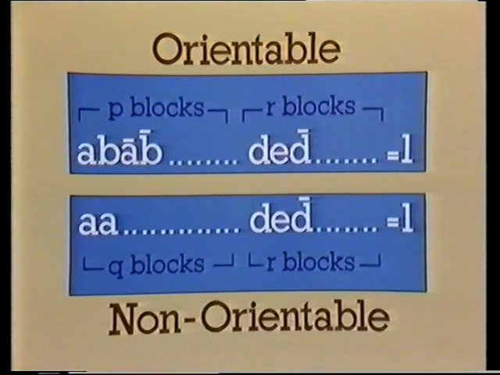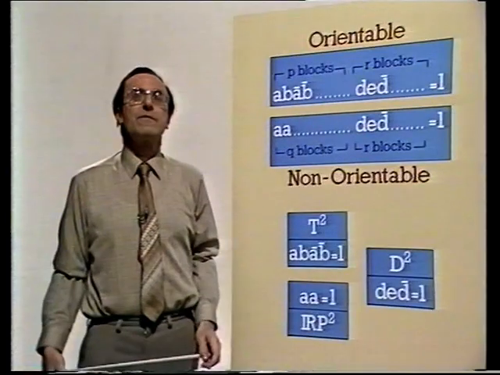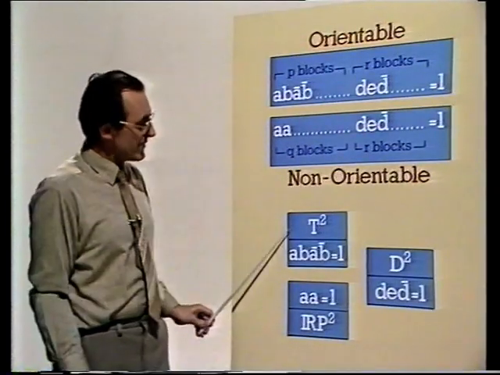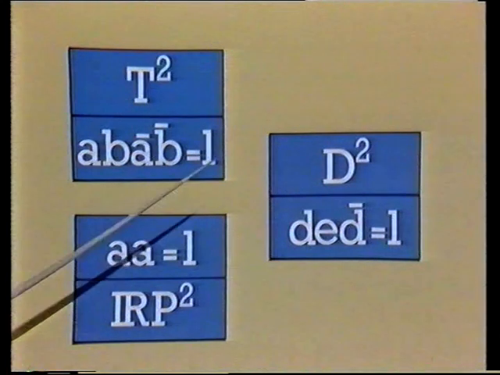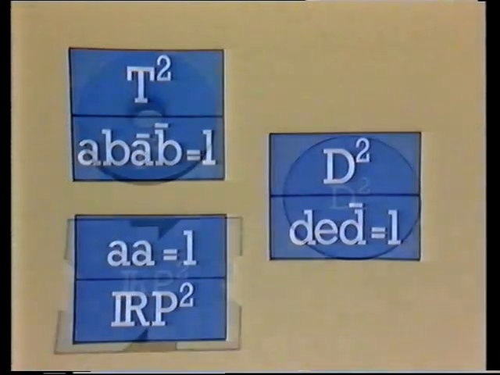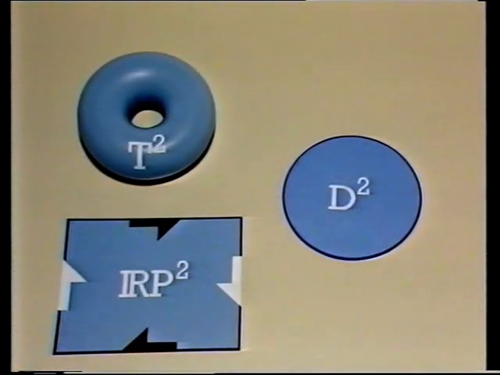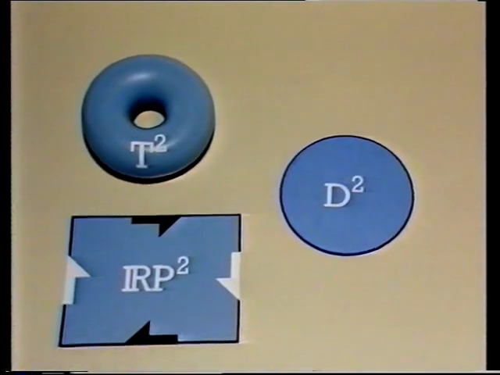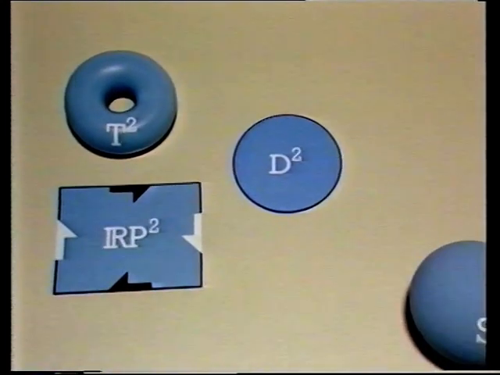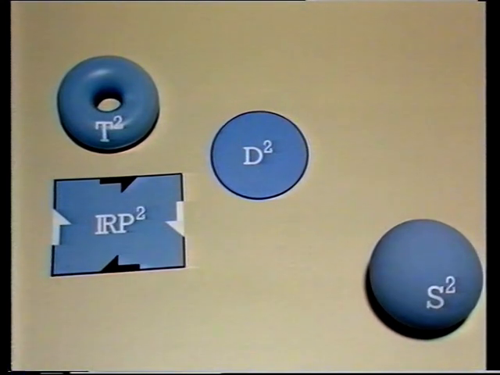Now, what do all these surfaces look like geometrically? Well, you may have recognized that these 3 types of block correspond to 3 familiar surfaces. They form the canonical equations of the torus, the projective plane, and the disk. Well, it turns out that every possible surface can be constructed geometrically out of these 3, plus 1 extra surface, the sphere.